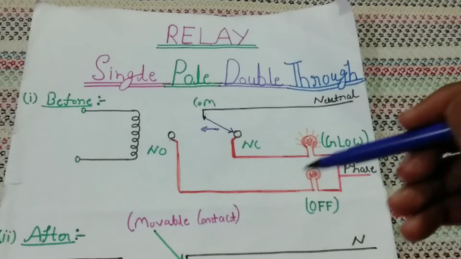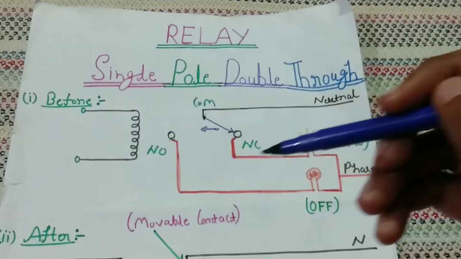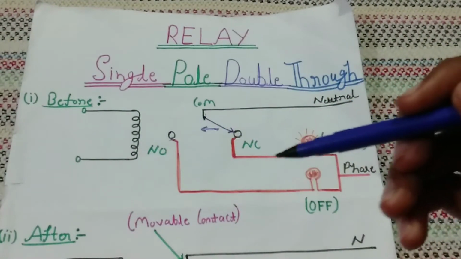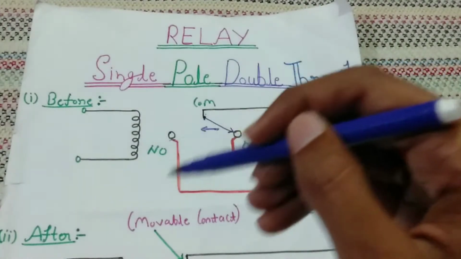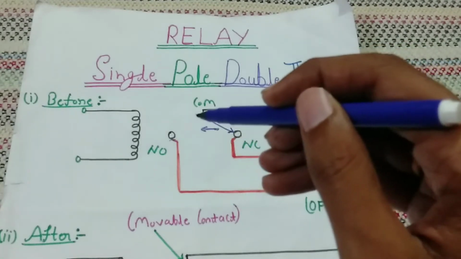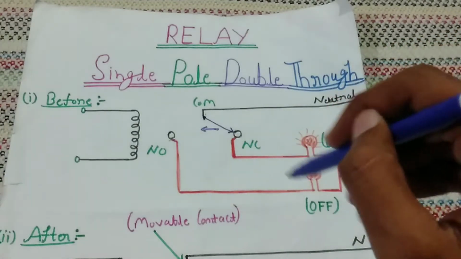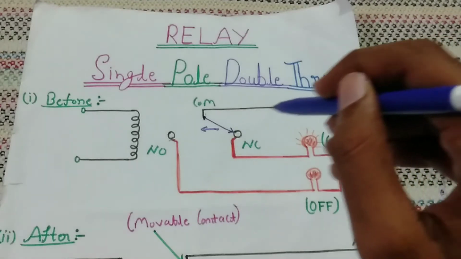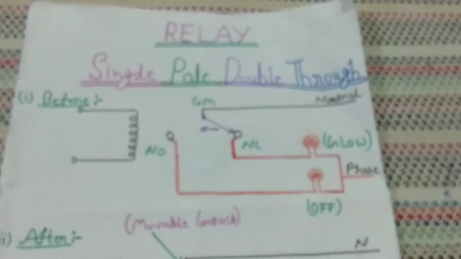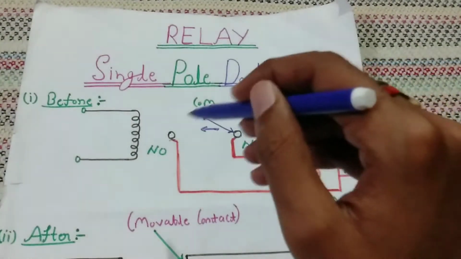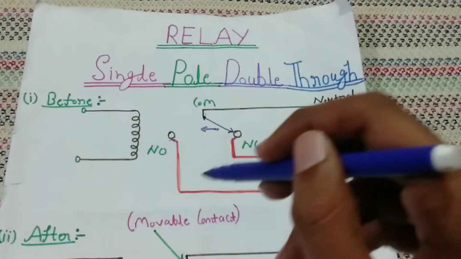Another bulb is connected to phase and the other terminal is connected to the normally open switch. As you can see clearly, there is no path for current to flow from the normally open terminal to common, because there is no connection between them. That's why this bulb will remain off. Apart from this, the other bulb will glow because the neutral path is complete for current to flow through the normally closed switch. This is the first condition, before the voltage is applied.